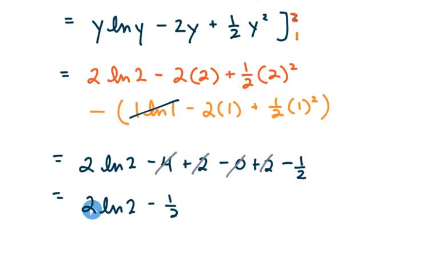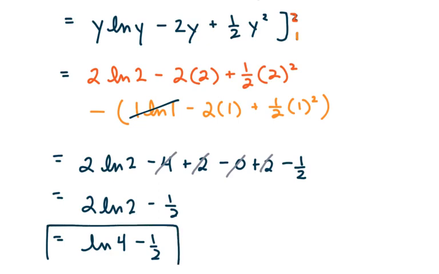Just to show you, we have a property of logs. I can put that up here and say 2 squared. So I'll simplify this a little bit and say natural log of 4 minus 1/2. And that's my final answer.